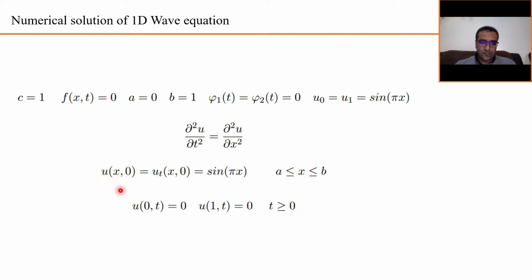And if we write the initial and boundary conditions here, we say that at the zero moment and at every point on x, and also the derivative of the function with respect to t at all positions and at the zero moment, they both are sine pi x. And at each time, at the left boundary located at 0, the value of the function is 0. Moreover, at the right boundary, the value of the function is 0.